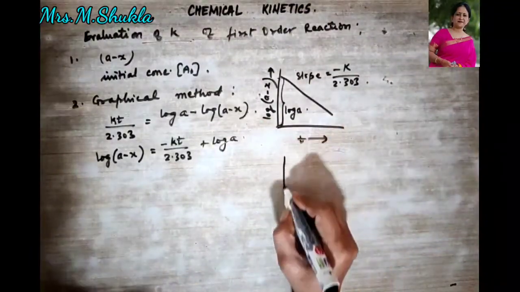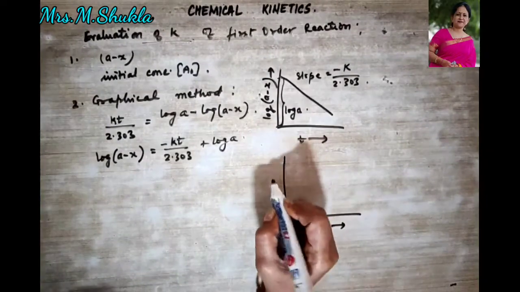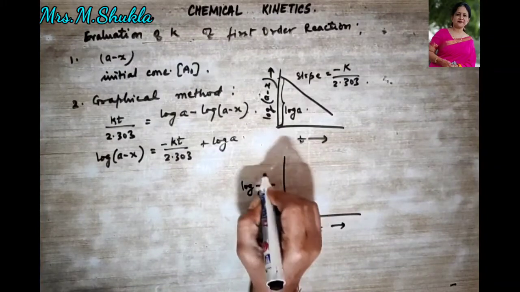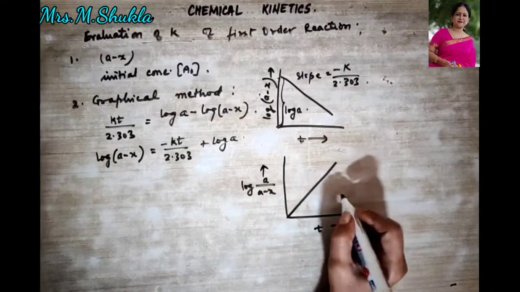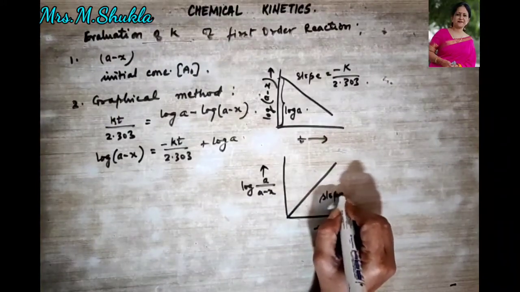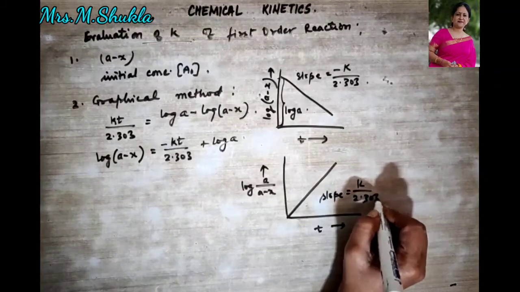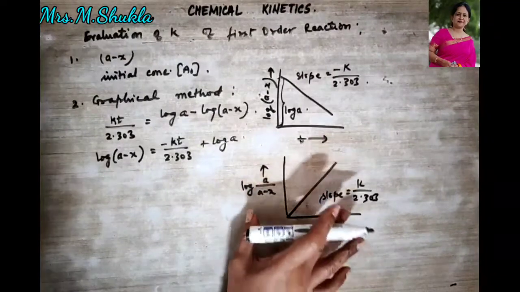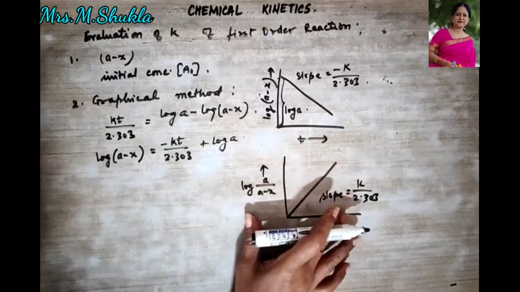Another one could be, this is your time and this is your log A upon (A minus X), right? Then you are going to see the graph here, and this slope is equal to K upon 2.303. So this is how we can calculate the value of the rate constant by the graphs.